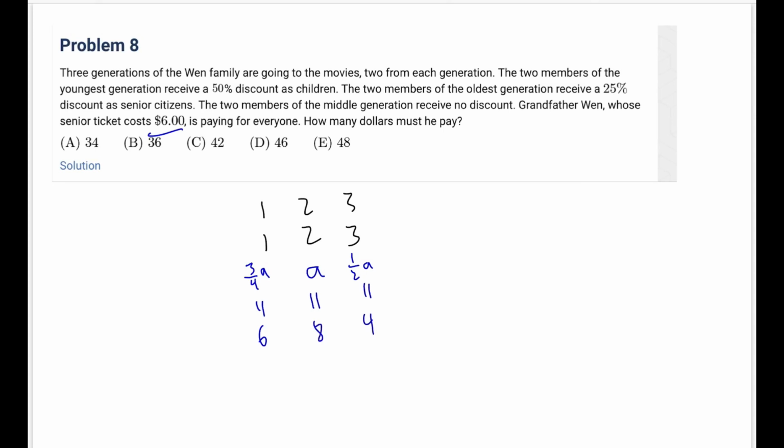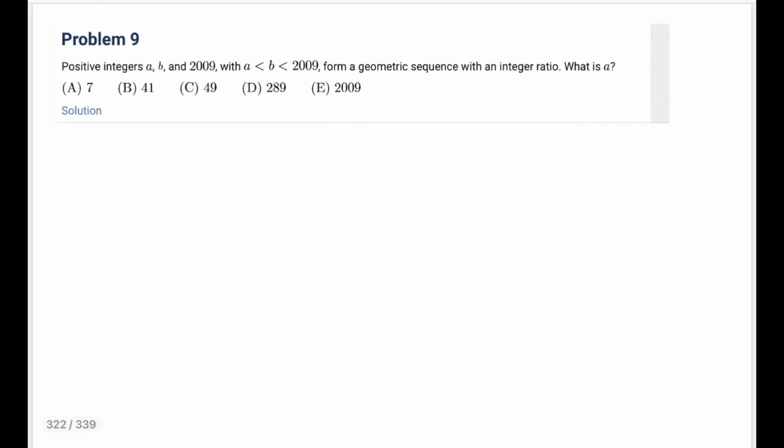So how many dollars must he pay? There are 2 members in each generation. So 6 times 2 plus 8 times 2 plus 4 times 2 equals 6 plus 8 plus 4, times 2. This is 18 times 2, so the answer is 36. It's B. Problem number 9.